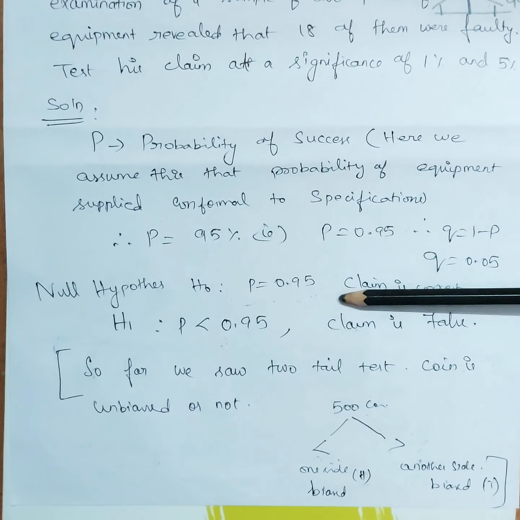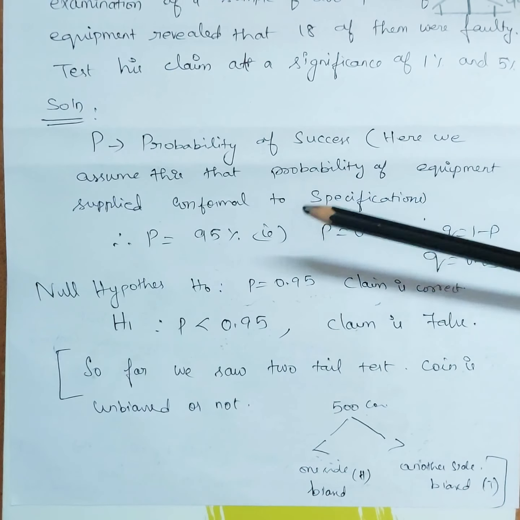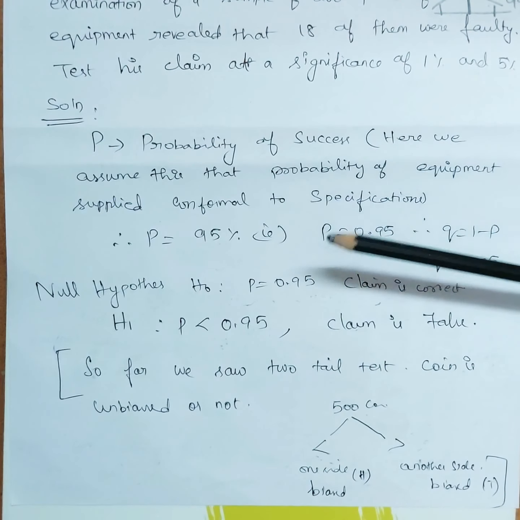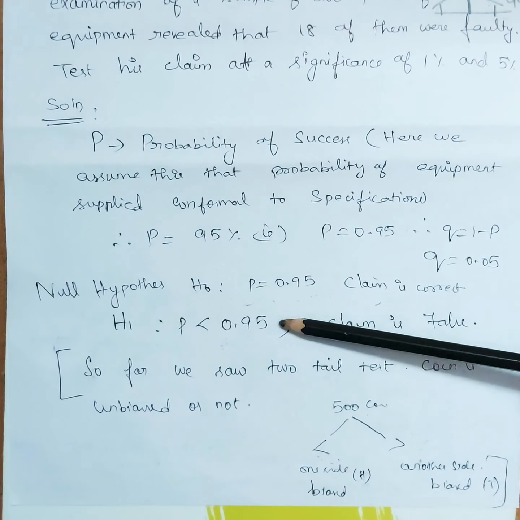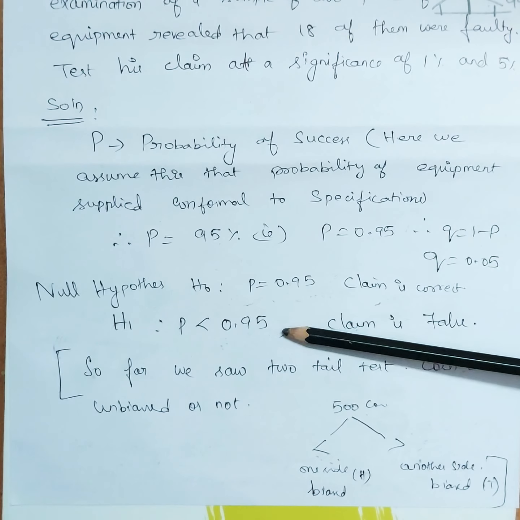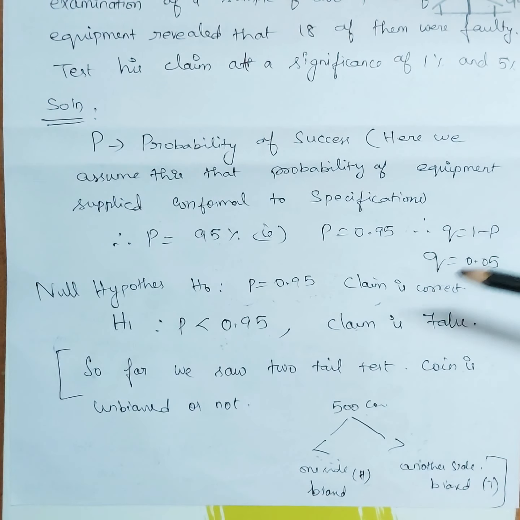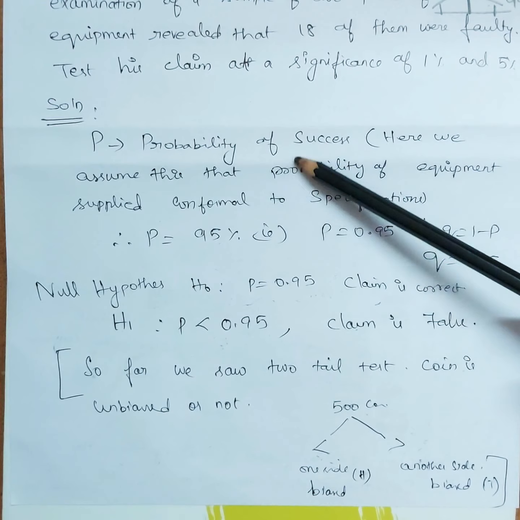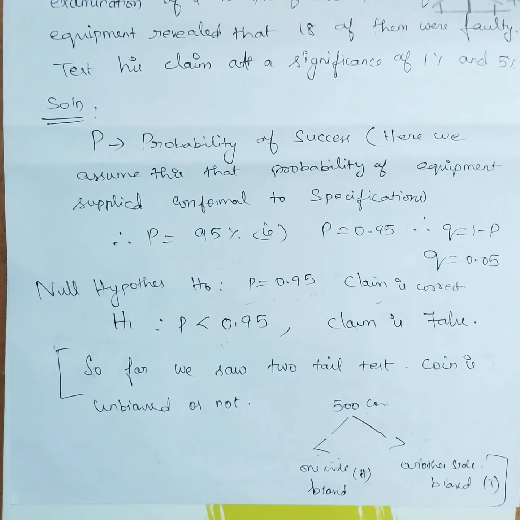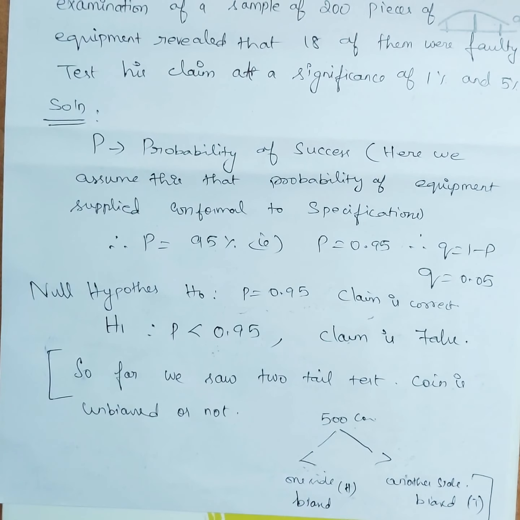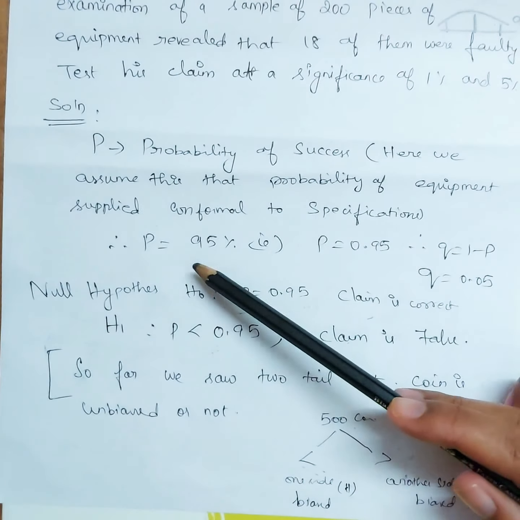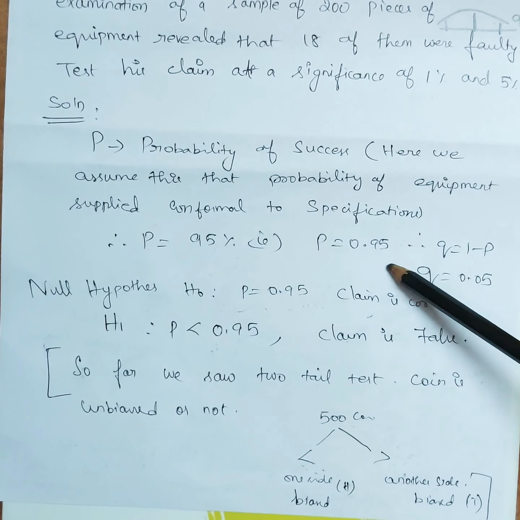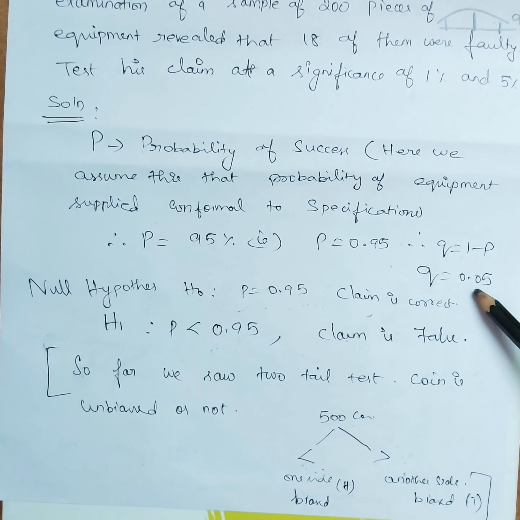But here in this problem he said 95% conform to specification. So above 95 also is going to make his claim correct. So we are concentrating only on less than 95%. So P less than 0.95. After this it is easy. P is the probability of success, because we assume the probability of equipment supplied conforming to specification. So P is 95%, so 0.95. Q is 1 minus P. 1 minus 0.95 is 0.05.